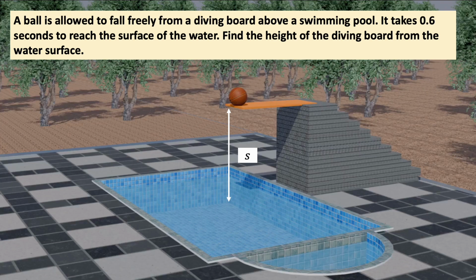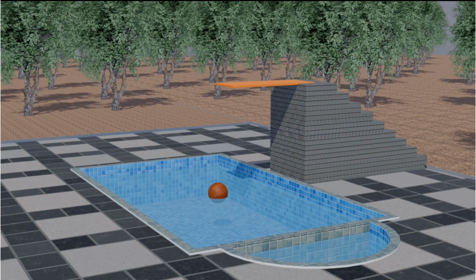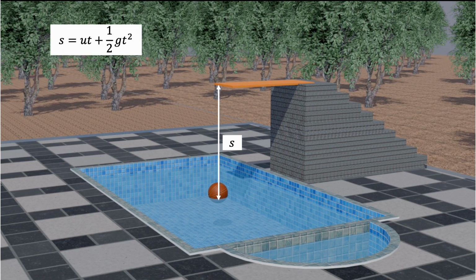Let's solve a numerical problem related to this. A ball is allowed to fall freely from a diving board above a swimming pool. It takes 0.6 seconds to reach the surface of the water. Find the height of the diving board from the water surface. To find the distance traveled by the ball, we'll be using the equation of motion for a freely falling body.